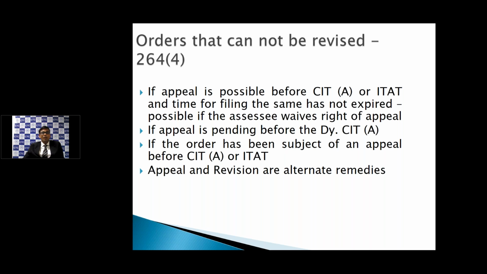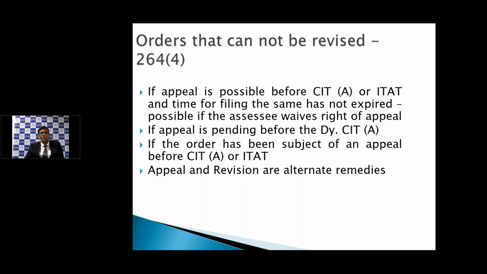However, law cannot allow a parallel facility to the assessee to try both the channels, and therefore what section 264(4) provides is that if an order is appealable before the CIT appeal and the time for filing that appeal is available, then you cannot make a revision application to the CIT. If you want to still make a revision application to the CIT, you will have to waive the right of an appeal. Now, as we all are aware, the time for filing an appeal before the CIT appeal is only 30 days from the date of receipt of notice of demand, whereas the time for filing a revision application is 1 year.